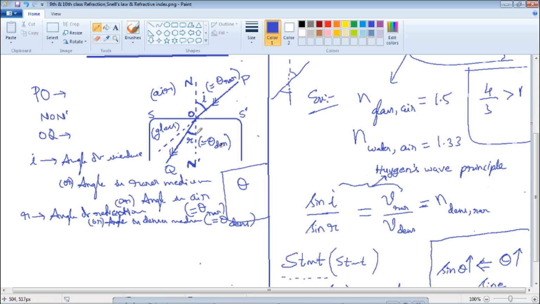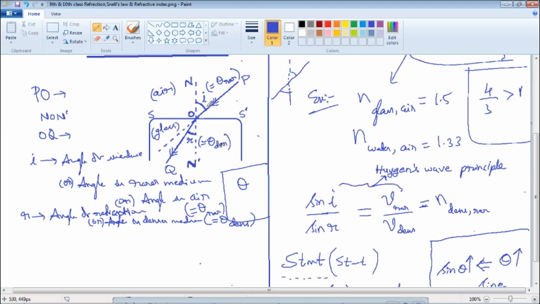And Snell found that out experimentally. He changed i continuously, and he got different values of r experimentally. How i was changed and how r is measured will be coming in the syllabus a little later, after one or two topics. It will come more clearly: how to find r and how to find i.